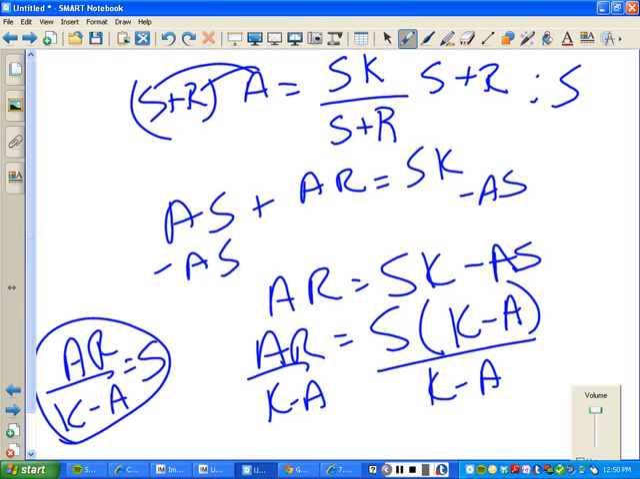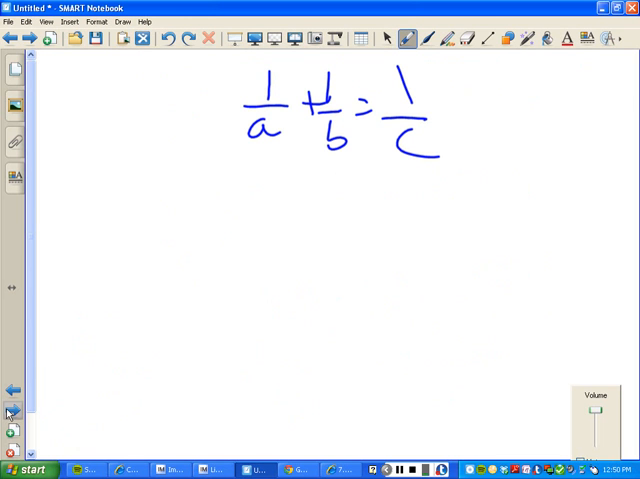Just tell her commutative property of multiplication. And if you say it just like that, you're going to sound so smart, no one will argue with you. No, for real, she's going to be so good.